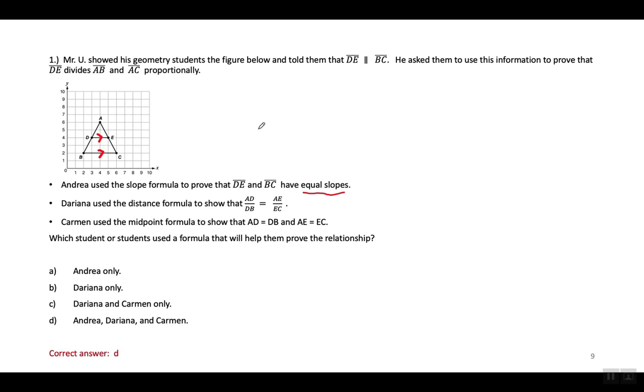Okay, and the correct answer is all three of the students used the formula that will help them prove the relationship that segment DE divides AB and AC proportionally. All right, all three of those ways could help to show that relationship.